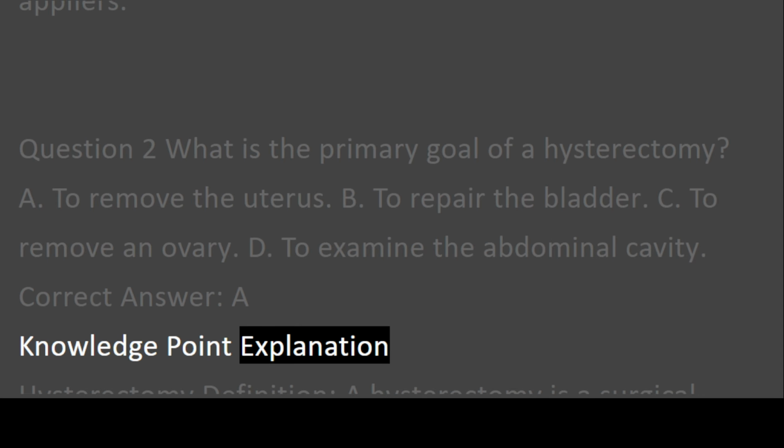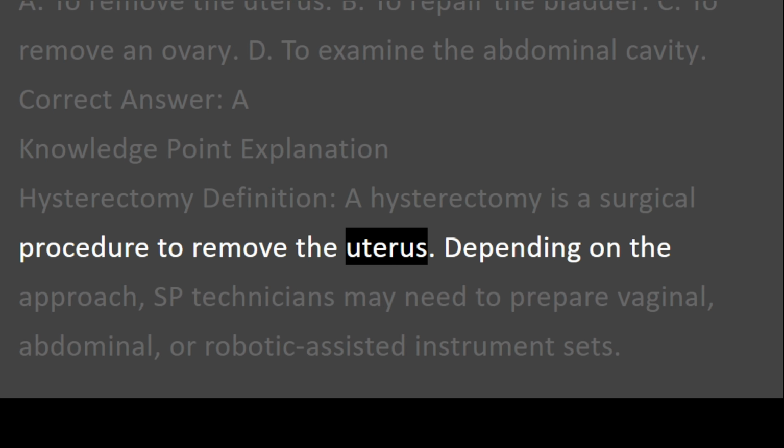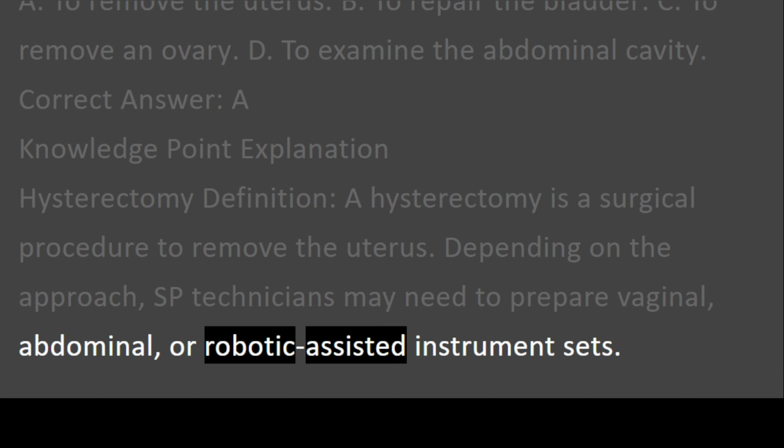Knowledge point explanation. Hysterectomy definition. A hysterectomy is a surgical procedure to remove the uterus. Depending on the approach, SP technicians may need to prepare vaginal, abdominal, or robotic-assisted instrument sets.